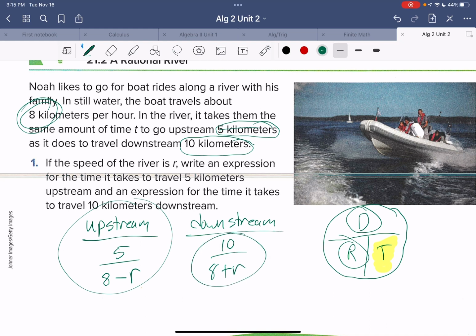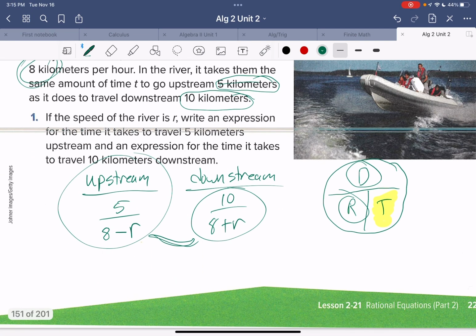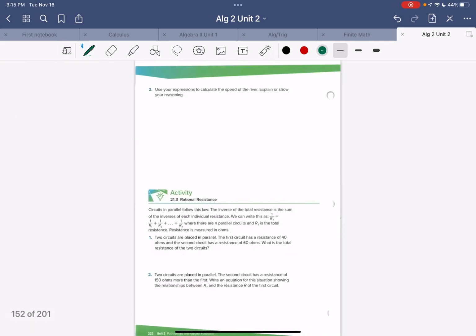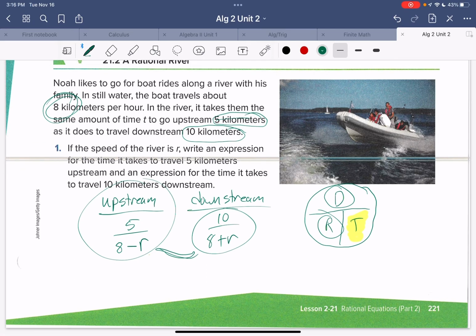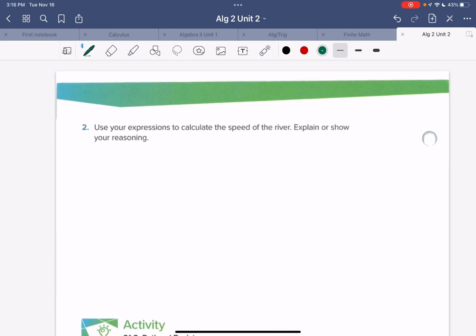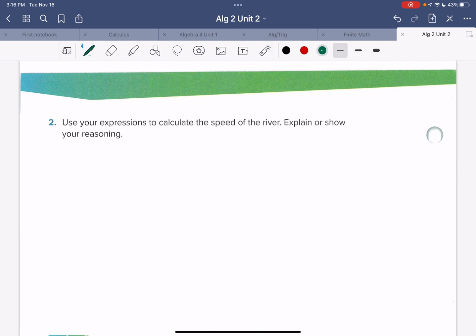So the next page, we're going to say, hey, these two fractions are equal fractions. So that's what's going on here. We have to solve for r to find the rate of the river. Did I go too fast? So I got the two fractions, now I'm going to set them equal to each other. So use the expressions to find the speed of the river. All right, so we have 5 over 8 minus the river speed is equal to 10 over 8 plus the river speed. So up the river, down the river.